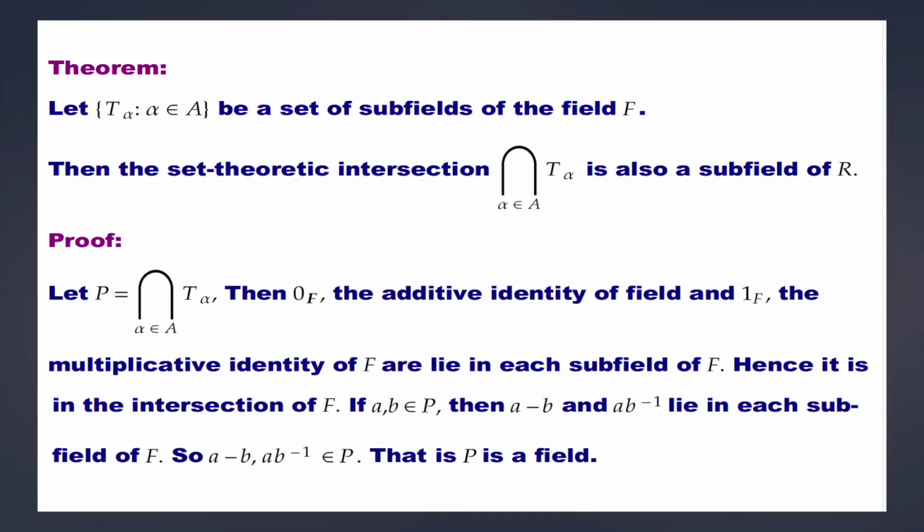Let us find it out here. Theorem: let the set of all T alpha such that alpha belongs to A be a set of subfields of the field F. Then the set theoretic intersection over alpha belongs to A of all T alpha is also a subfield of F. Proof: let P be equal to the intersection over all alpha belonging to A of T alpha. Then 0 of F, the additive identity of the field, and 1 of F, the multiplicative identity of F, lie in each subfield of F. Hence, they are in the intersection. If a, b belong to P, then a minus b and ab inverse lie in each subfield of F. So, a minus b and ab inverse belong to P, which implies that P is a field.